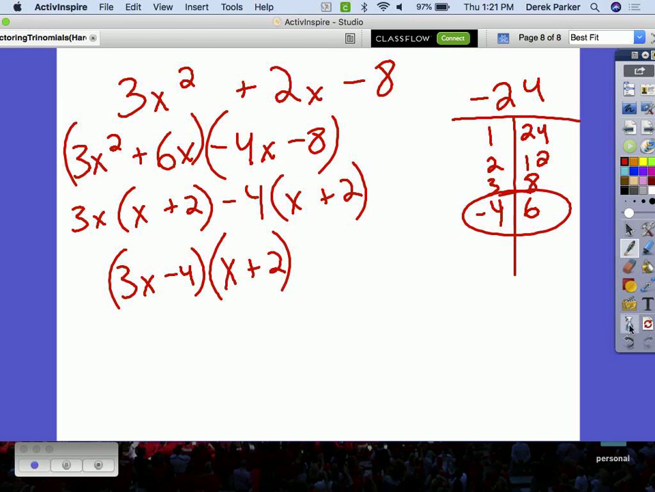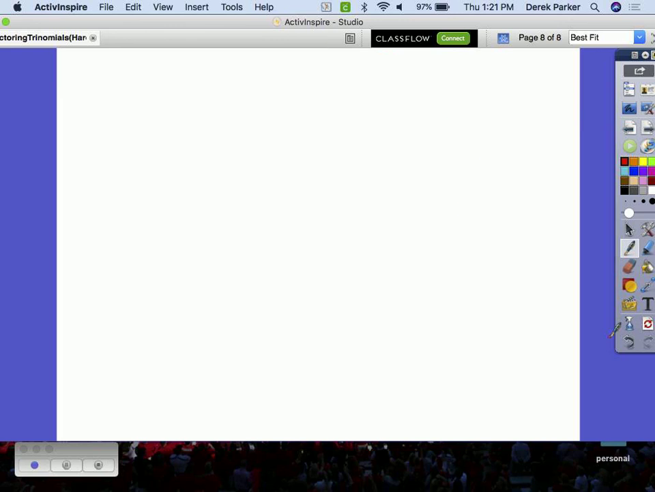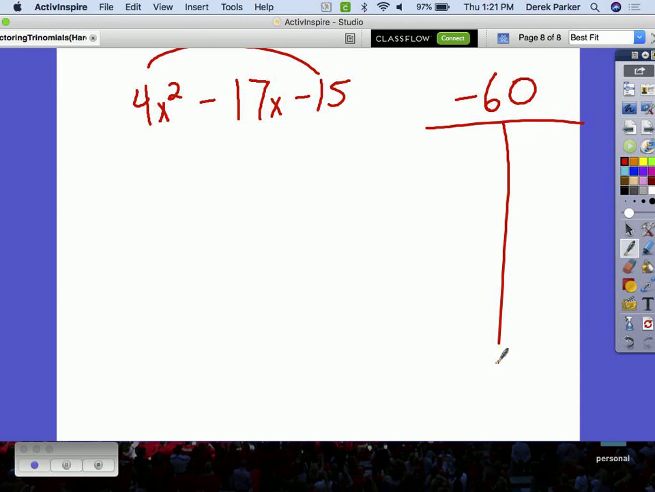The last problem I'm going to do: 4x squared minus 17x minus 15. AC method, I multiply the 4 and the negative 15, and I get negative 60. 1 and 60. 2 and 30. Obviously, none of those are going to equal 17. 3 and 20. I'm going to stop right there. Positive 3 plus negative 20 gives me negative 17.